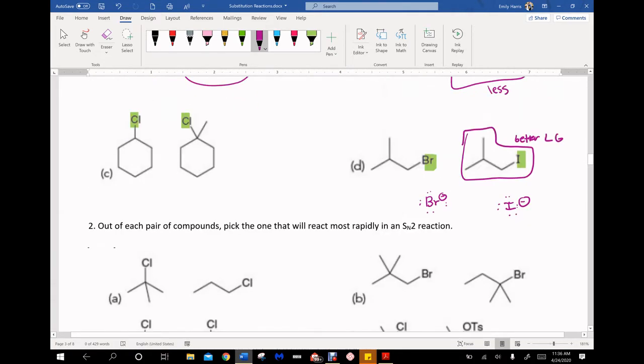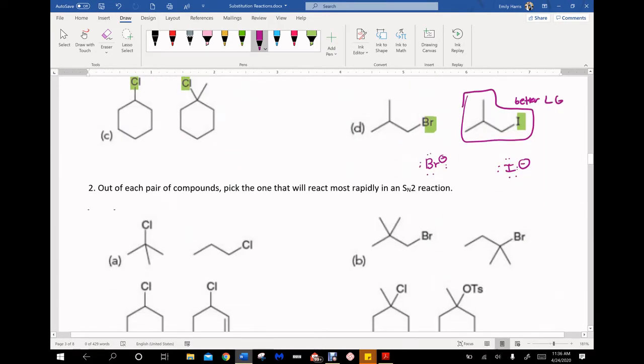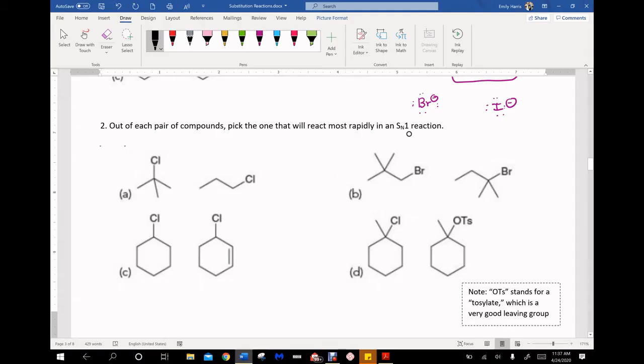Then the next part is the same. I think it should say SN1 reaction. I'll go back and change that here in a second. Okay, there we go, got that fixed.